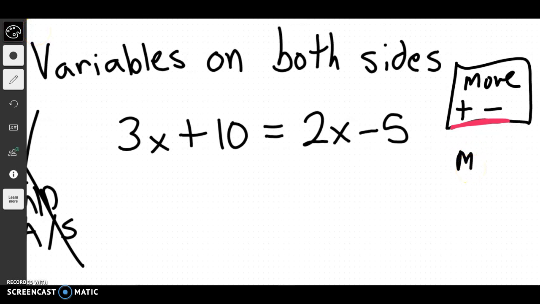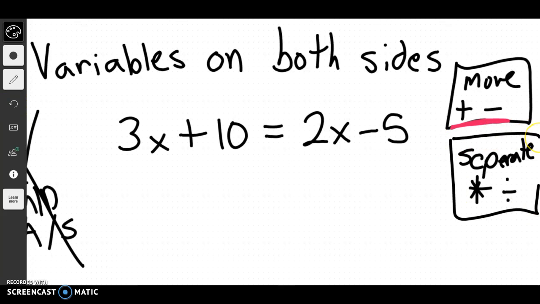Multiply and divide are separators. They separate numbers or variables. So the things that separate are multiplication and division. You want to really keep those two things in your head when you're going through problems.